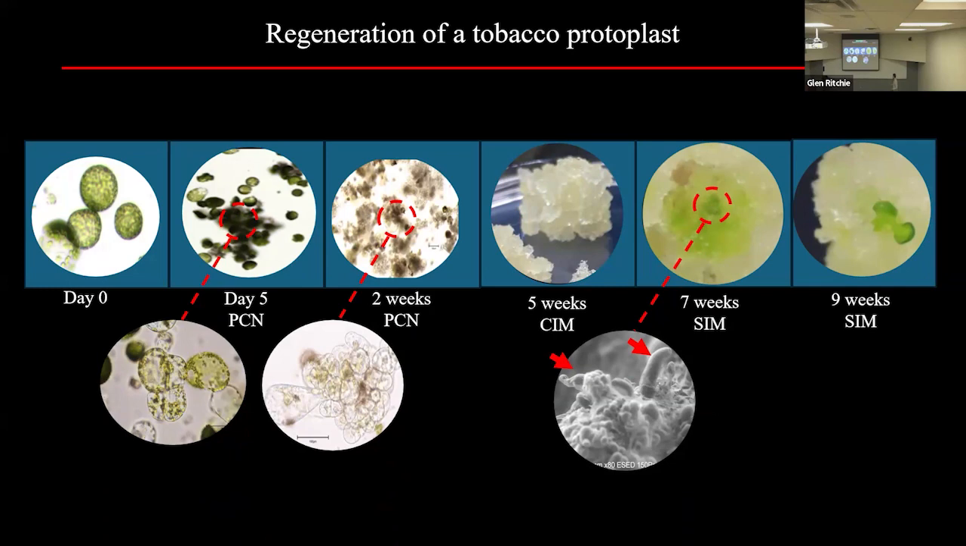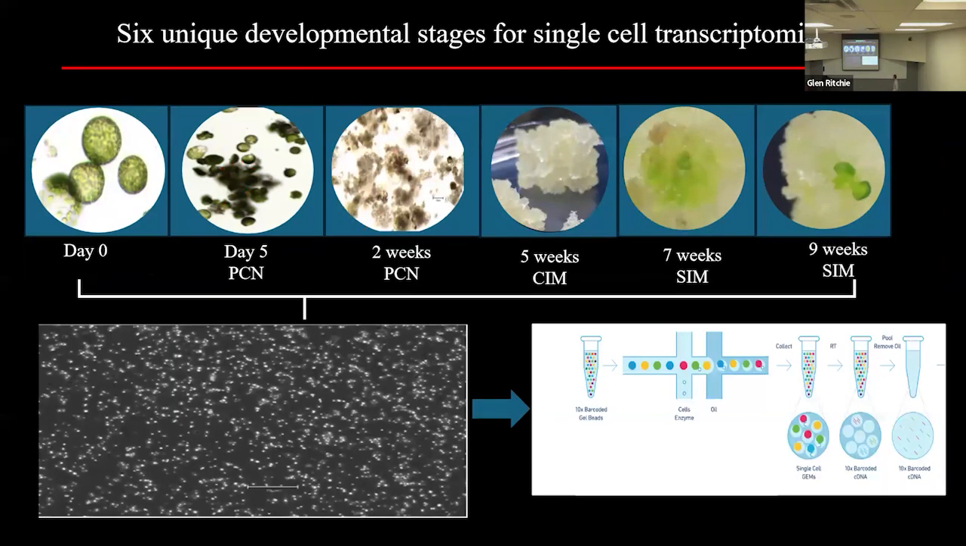When we transfer it into the shoot induction media, they form, as you can see here in scanning electron microscopy, these shoot primordia. They form shoot primordia at this stage, and eventually they regenerate. So we have considered these 6 different developmental stages for single cell transcriptomics. Basically, for each stage, we take the sample, for example day 0, we isolate the protoplast and immediately isolate the nuclei. The white dots here are the nuclei under the microscope.